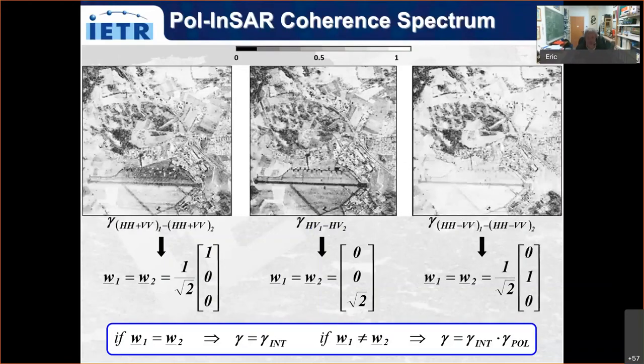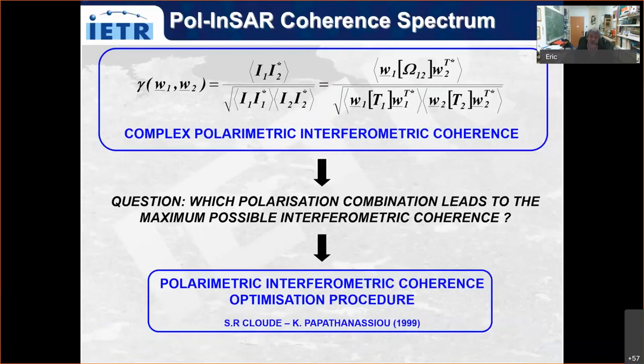And I can also play with different combinations. Remember what I presented to you: HH plus VV corresponds to single bounce, HH minus VV corresponds to double bounce. So on the left, you have the interferometric coherence between single bounce during the first acquisition and single bounce during the second acquisition, meaning the coherence between HH plus VV 1 and HH plus VV 2. In the middle, it is again HV, and on the right, it concerns double bounce, so you have the coherence between HH minus VV 1 and HH minus VV 2. And there exists an optimization.